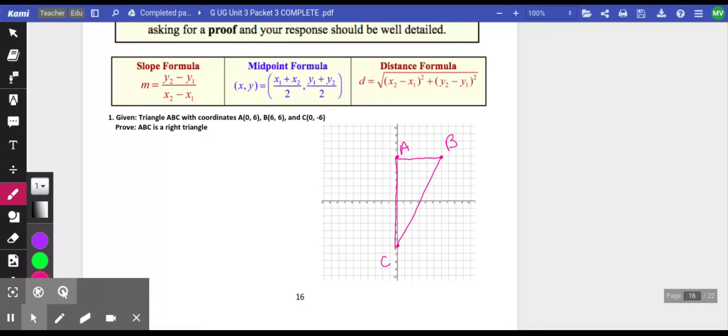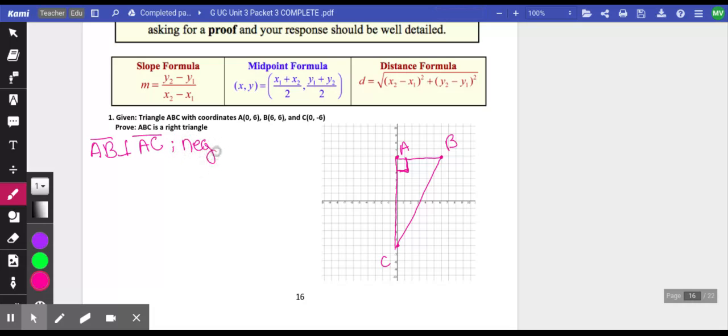So I plotted those points. Now I want to show it's a right triangle. To show that, I want to show that this right here is a right angle. The way I can do that is to show that AB is perpendicular to AC. And to show they're perpendicular, I want to show either that I have negative reciprocal slopes, or that I have a slope of 0 and an undefined slope, because these are also always perpendicular.